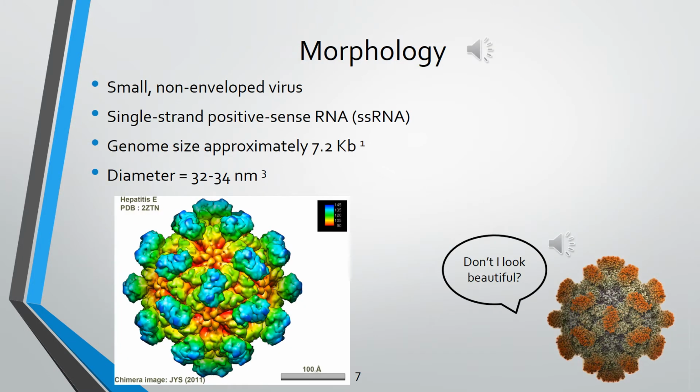HEV is a small, non-enveloped virus with ssRNA. It has a genome size of approximately 7.2 kilobases and a diameter between 32 and 34 nanometers.